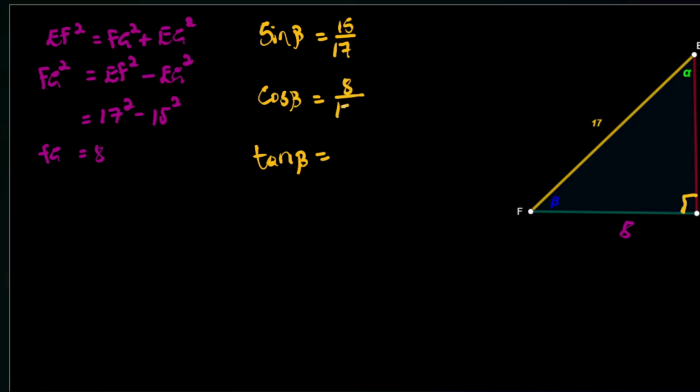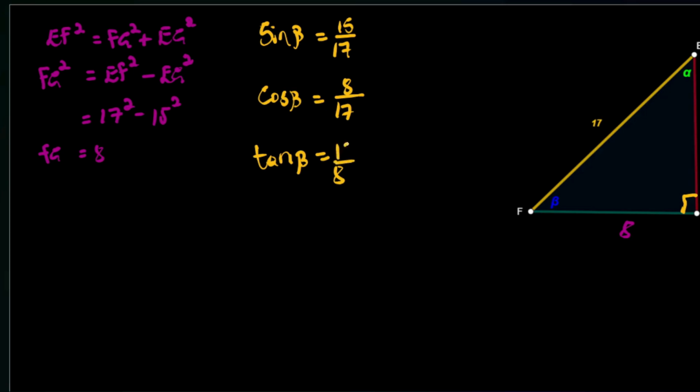And your tan is going to be the opposite over the adjacent, and the opposite with respect to beta is 15 over the adjacent, which is 8. That is 15 over 8. Let me write it so that it can be clearly visible. So that is 15 over 8.